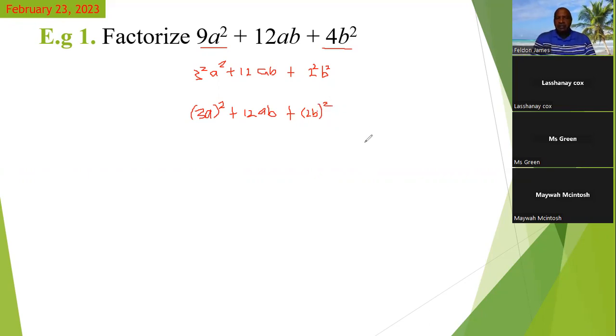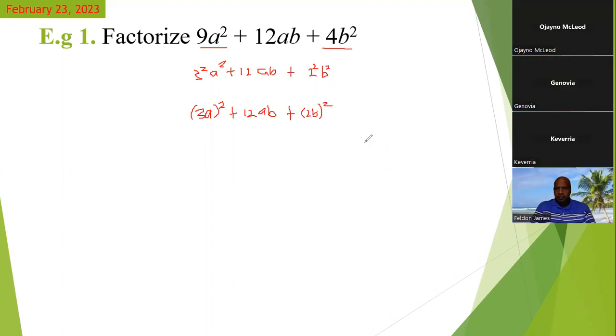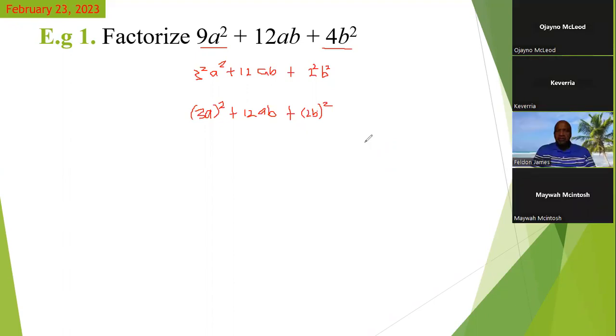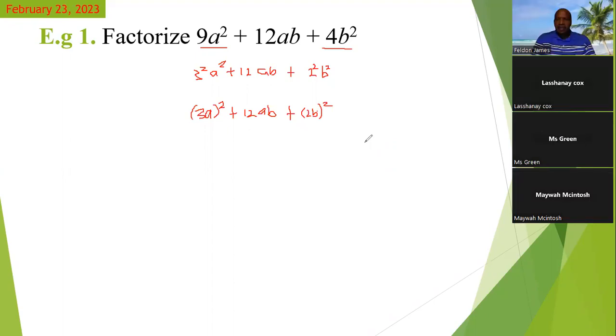Let me see your hands if you are all clear on how we arrive at this point. All right, good. Now, we would have seen that the first term and the last term can be written in a square form. So that would be indicating to us what we are working with here.